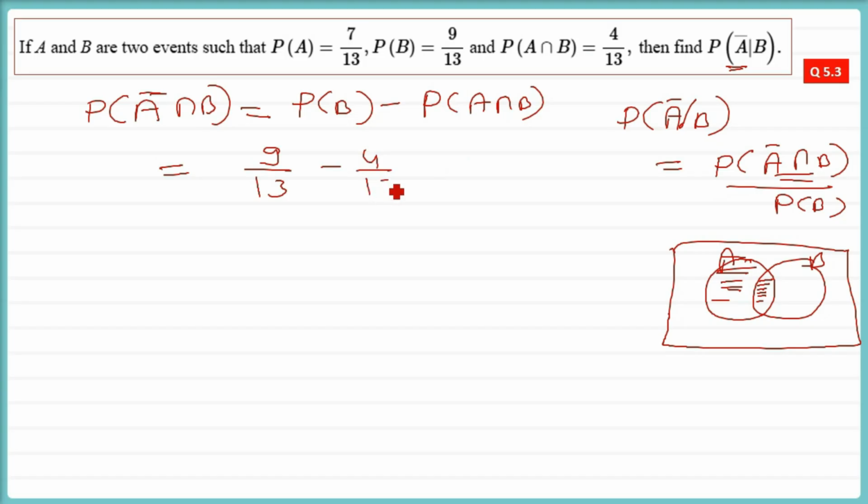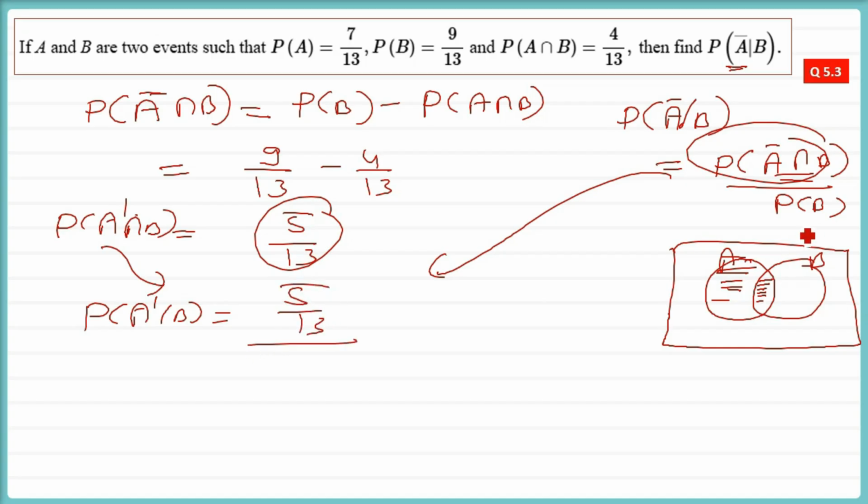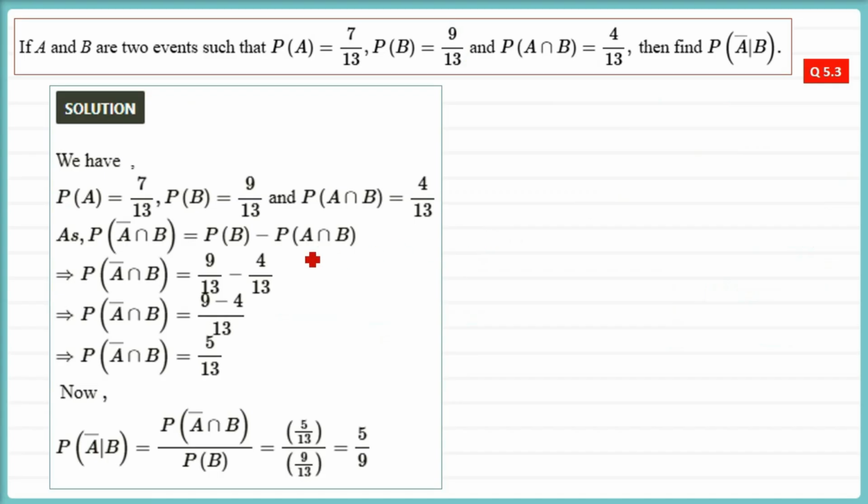P(B) is given as 9 by 13, P(A intersection B) is 4 by 13. 9 minus 4 by 13 is 5 by 13. So P(A complement, or A naught, intersection B) is going to be 5 by 13. Now I'll use the formula I already told you. P(A naught by B) is 5 by 13, because P(A naught intersection B) is 5 by 13, divided by P(B), which is 9 by 13. This is going to be 5 by 9. So this is how it is going to be done.